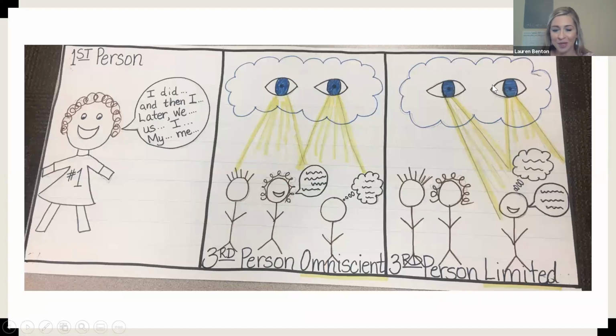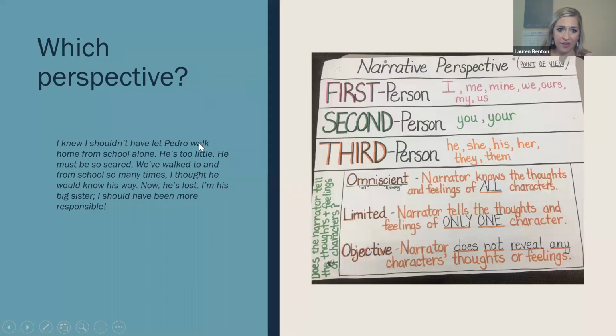Before we do that, here's a little picture explaining that. So first person is I, me, my. I tell the story. I'm a character in the story, and it's about me. Now, third person omniscient. This is the all-knowing narrator who knows the thoughts and feelings of all of these characters, as opposed to third person limited here, where the narrator only knows the thoughts and feelings of one character. So here's a little visual to help you with that. Now we're going to take a look at the text.